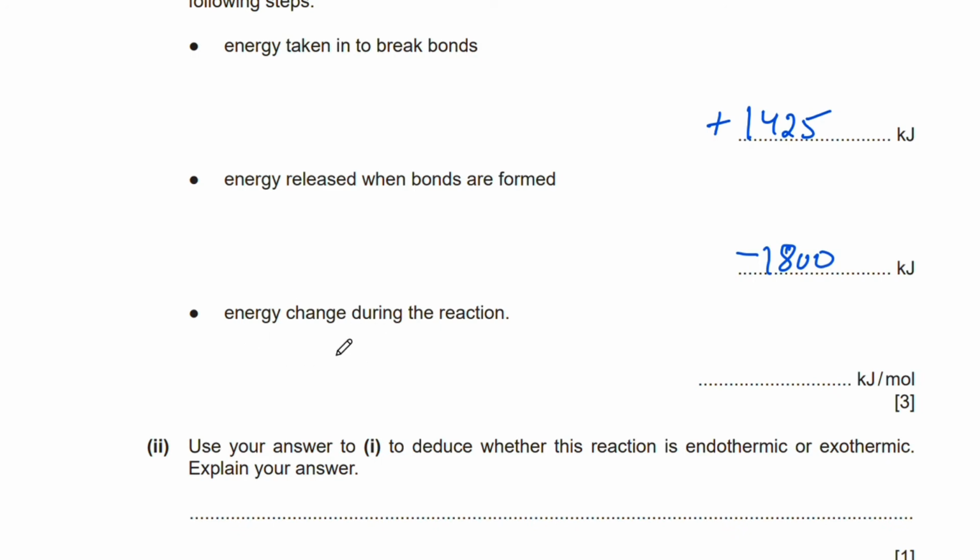Now the energy change during the reaction. So the total energy change will be plus 1425 minus 1800. So that will give you minus 375. So plus 1425 minus 1800 is minus 375. So here the minus sign means the energy is being released. So minus 375 kilojoules per mole.